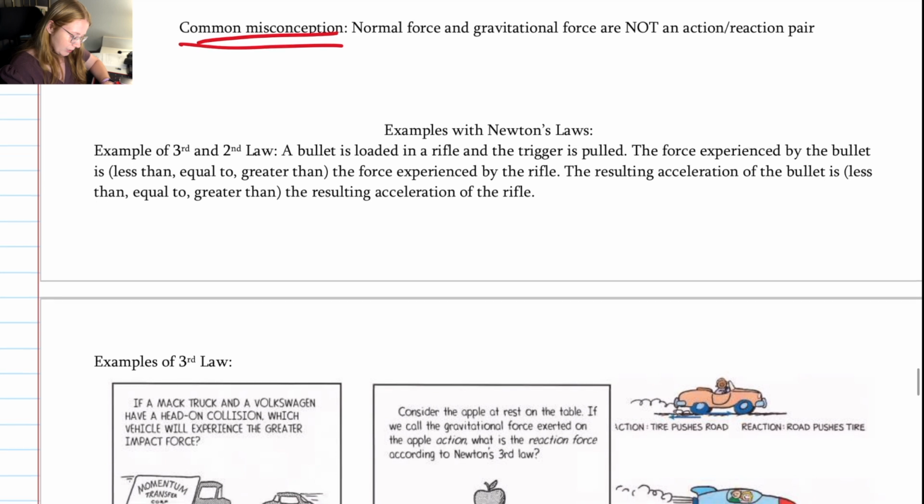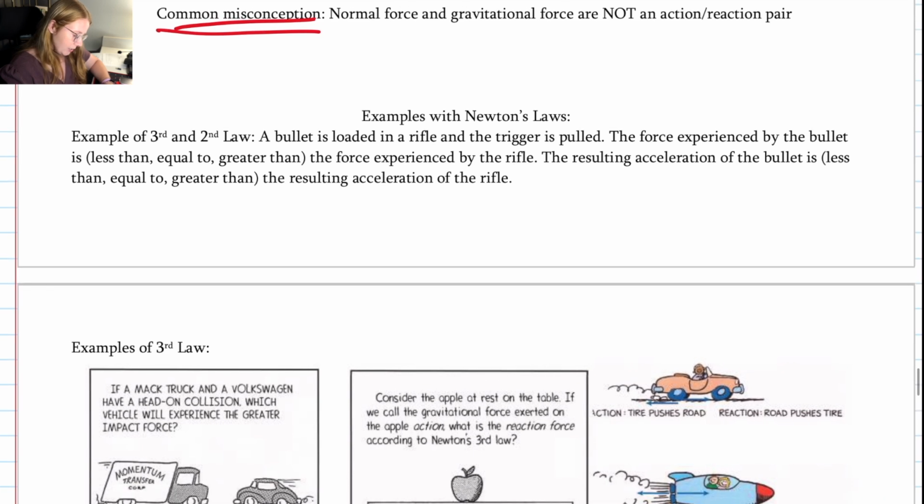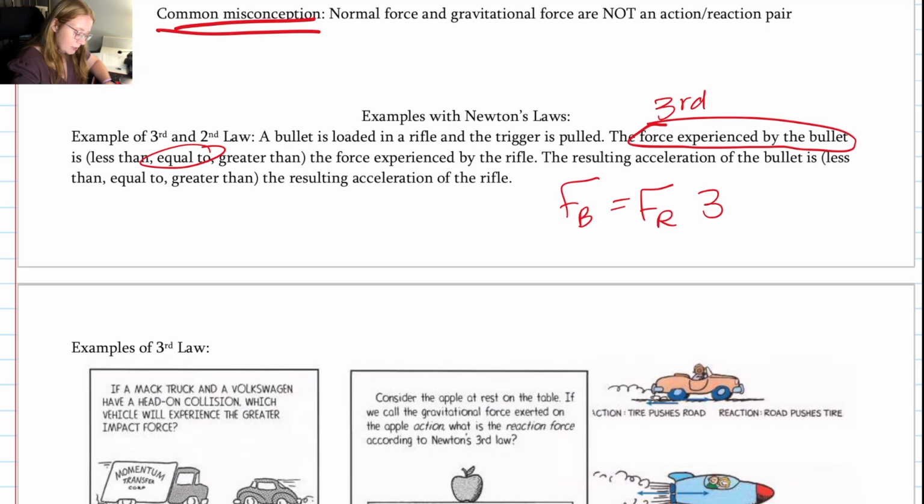Okay, so let's just look at these quick examples. A bullet is loaded in a rifle and the trigger is pulled. The force experienced by the bullet, okay, so this is the third law. Every force has an equal but opposite force. So the force of the bullet should be the same as the rifle. And that's due to the third law. That's an action and a reaction to that action.